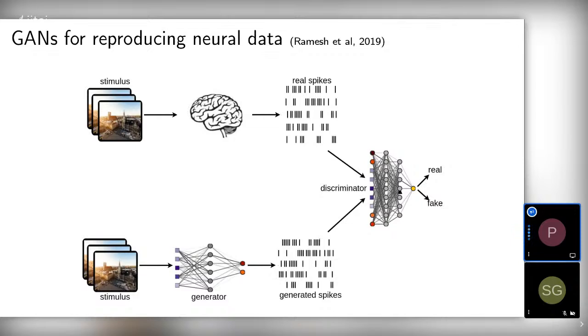And then you can pull apart the generator to see how it's transforming the stimulus into generated spikes. And that should tell you a little bit about what the brain is doing in transforming these stimulus into spikes. This is the first application. Any questions at this point?